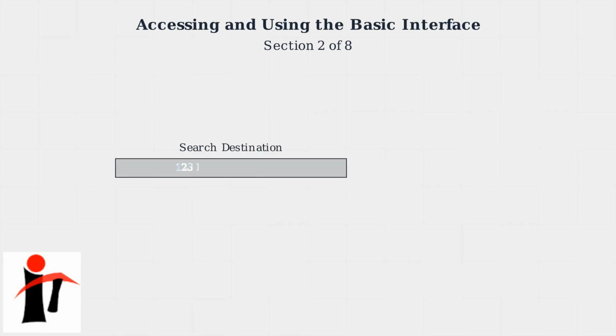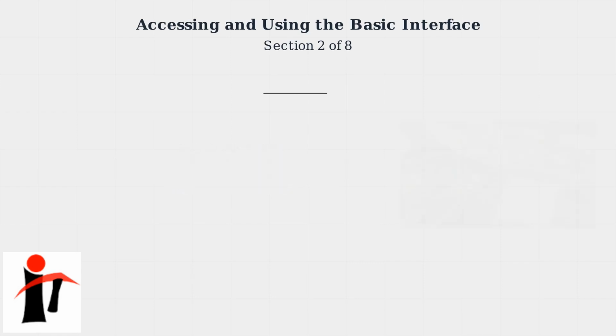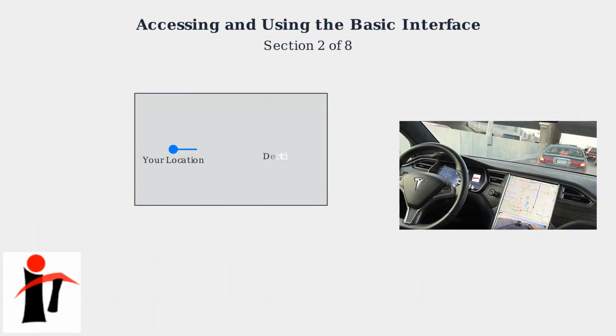Once navigation is active, you can enter a specific address or search for points of interest, like restaurants or stores. The system provides suggestions as you type. After entering your destination, the map displays your current location as a blue dot and shows the route to your destination with a highlighted path. You can zoom and pan the map as needed.